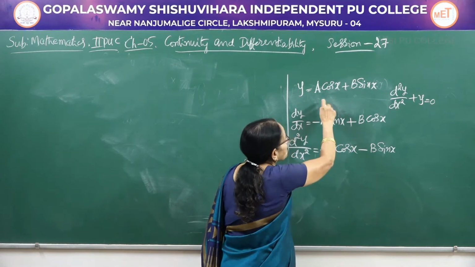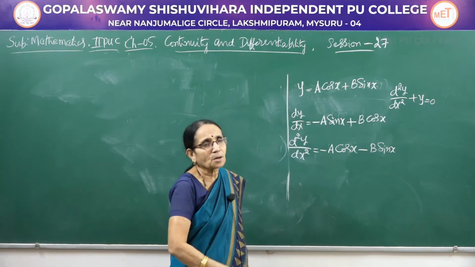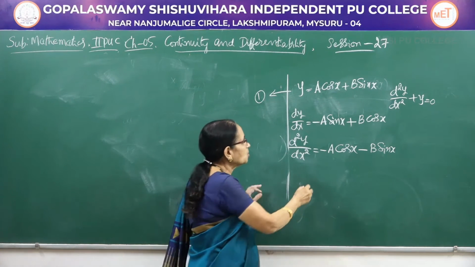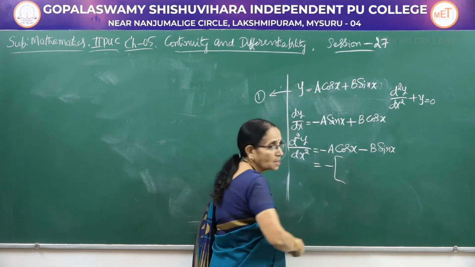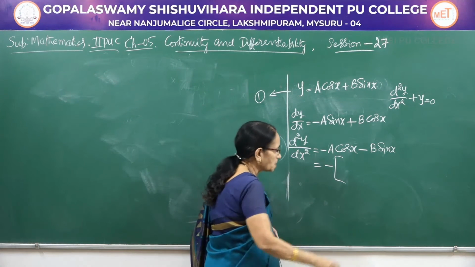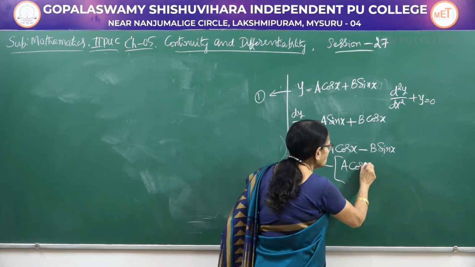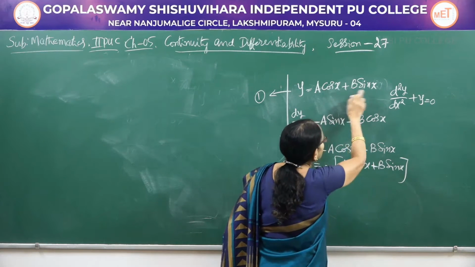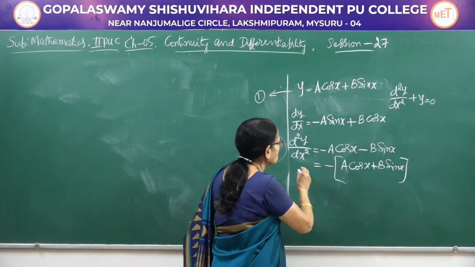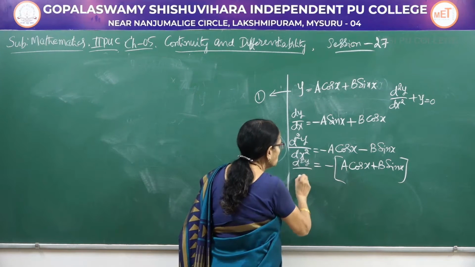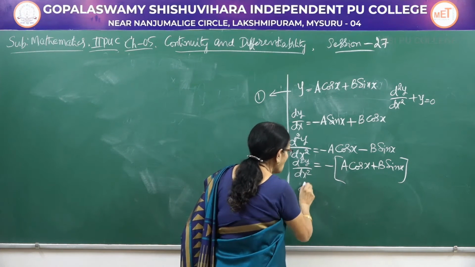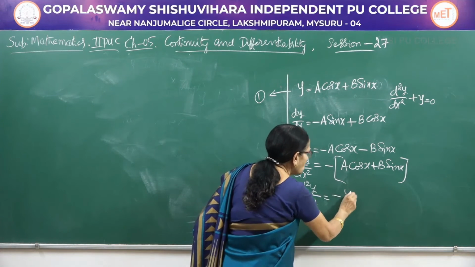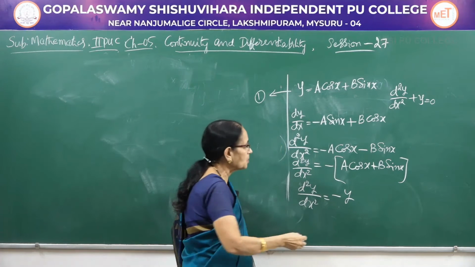a cos x plus b sin x, that is nothing but the given function. Suppose I had given a number for this one, say 1 here. When you take out a common factor, the minus sign, what will you be getting here? It is a into cos x plus b into sin x. Even if these are interchanged also, you get the same. This is d square y by dx square. Now you observe here, d square y by dx square equal to minus of y, that is nothing but the given function.